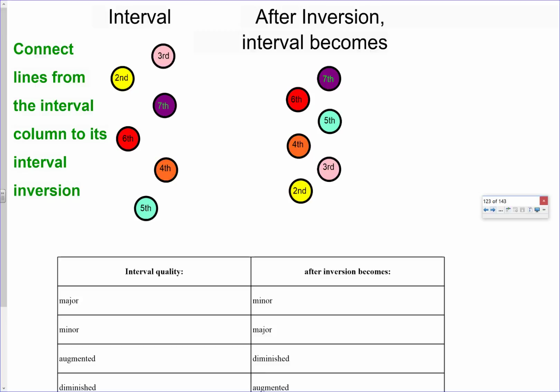Okay, what we need to do now is connect lines from the interval column to its interval inversion. So the left-hand column is the interval, and we have seconds, thirds, fourths, fifths, sixths, and sevenths. And then we need to connect that line to what it's going to become after it's inverted. So take a moment to do that now on your paper.